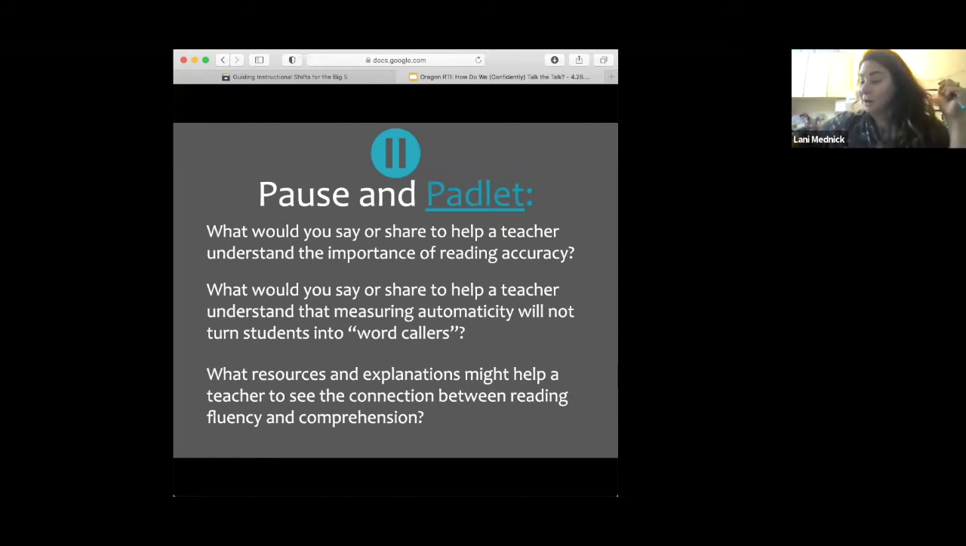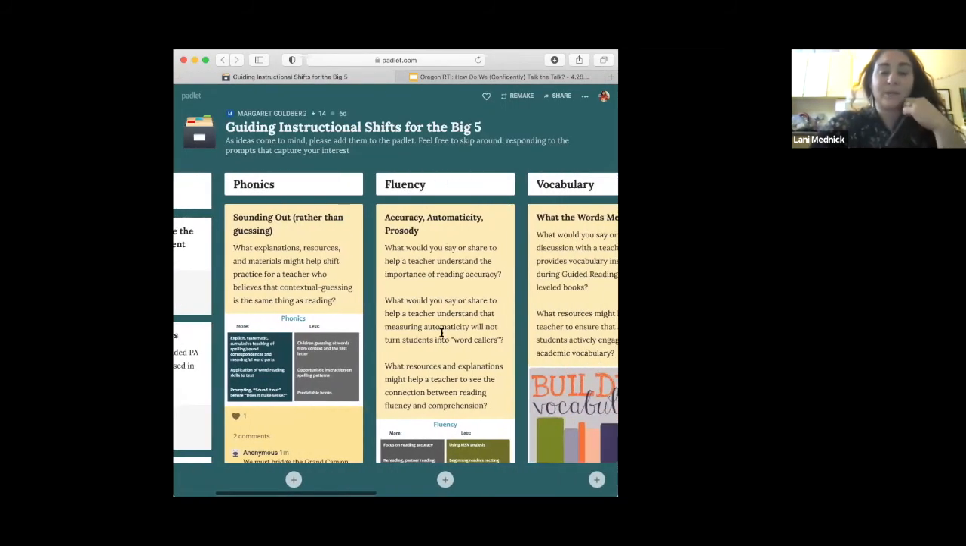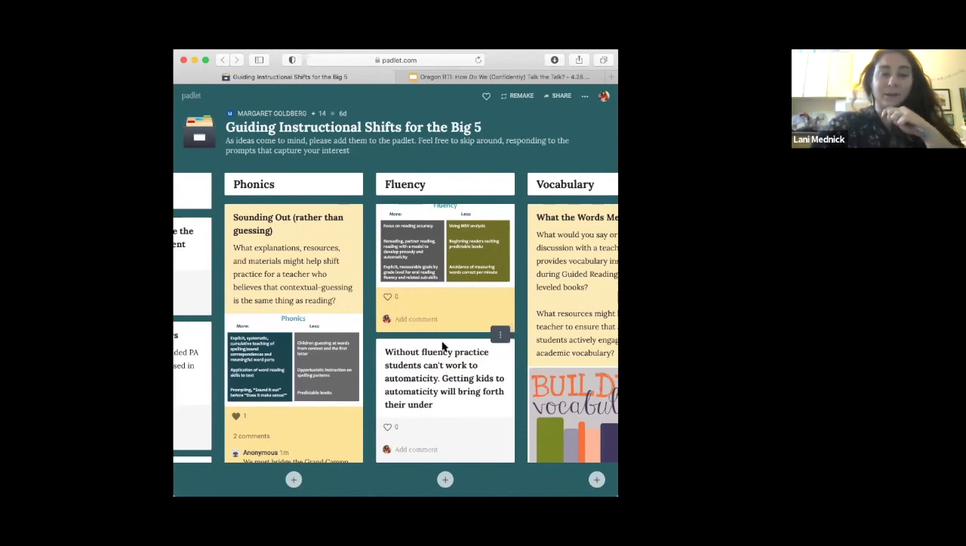So we've made it to our next pause and Padlet, and want to make sure that you have an opportunity to respond and engage with the following questions. One is, what would you say or share to help a teacher understand the importance of reading accuracy? What would you say or share to help a teacher understand that measuring automaticity will not turn students into word callers? And then what resources might help a teacher to see the connection between reading fluency and comprehension? What nuggets do you want to hold true? Going back to the Padlet for 2 minutes, and we're now working in the fluency column. Excited to hear your ideas.